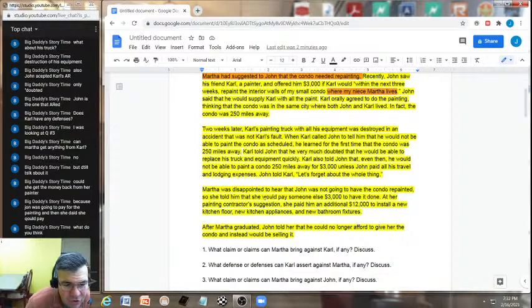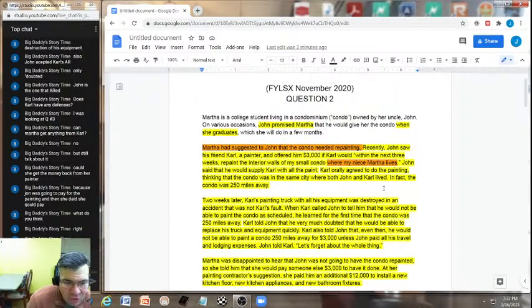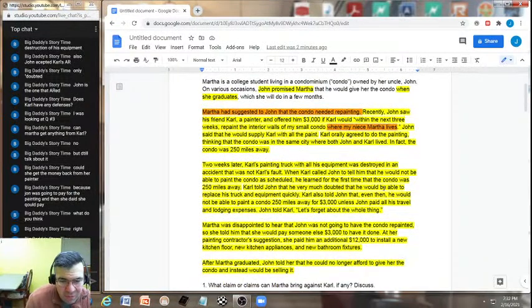See, I think at this point she's going to try to say that John, who technically was the promisor, is the one that told her he would get someone, Carl, to repaint the condo for her. Number two, she had her rights vest, but there's that aspect about modification. Then she's disappointed to hear that the condo was not going to get repainted, so she decides to pay someone $3,000 to have it done.